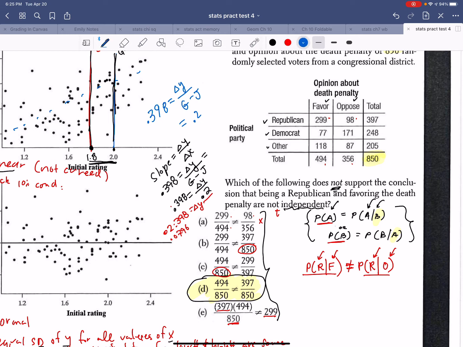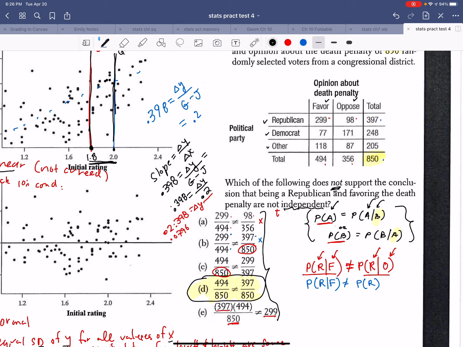Now let's take a look at B. B says that same setup, the probability of Republican given you're in favor. And the next setup has this number over that number. So that's the probability of Republican in general. Notice if these were equal, we'd say they're independent, but they say they're not equal. So this would also help us prove they are not independent.